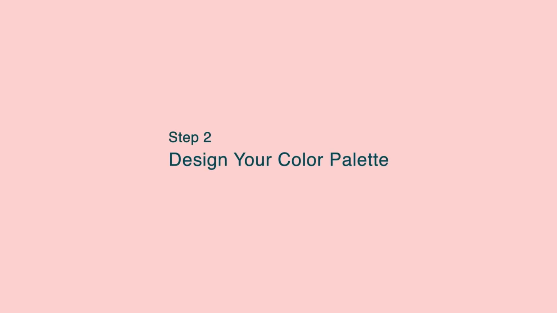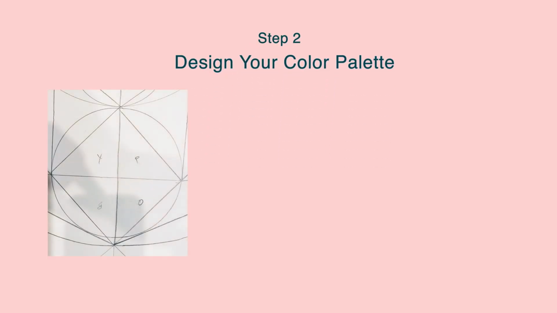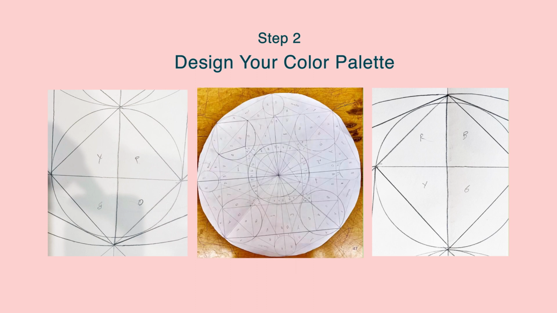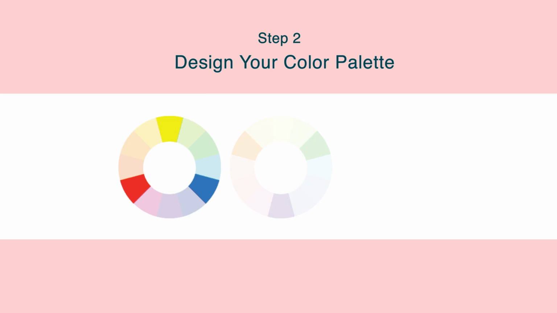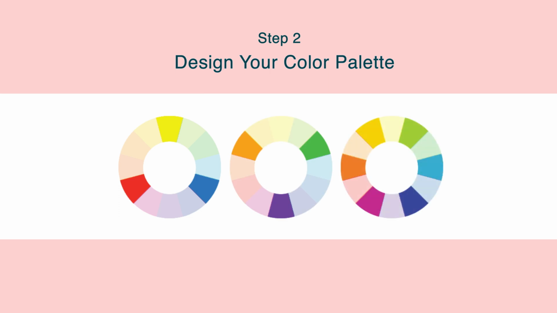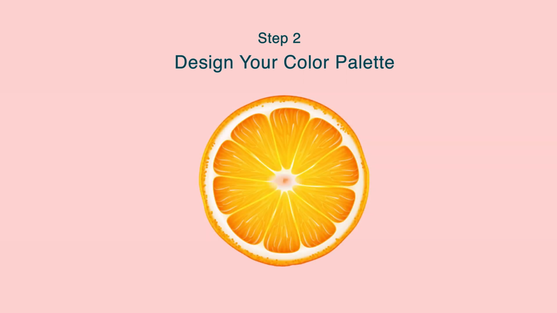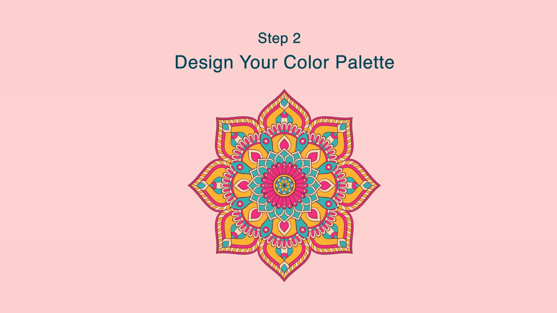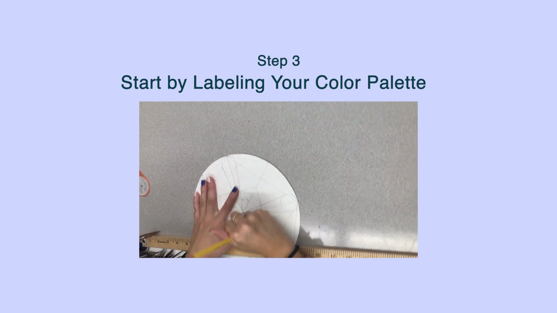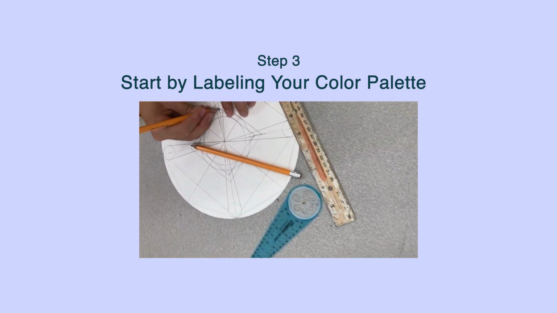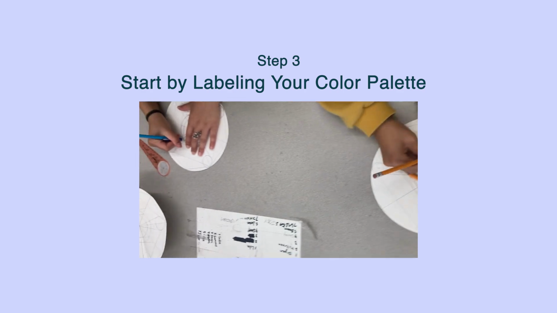Step 2, design your color palette. Label sections. Divide your mandala into sections based on complementary color combinations. Use primary, secondary, and tertiary colors. Plan your palette using these colors. Follow radial symmetry. Ensure your color scheme follows a symmetrical pattern from the center outwards. Step 3. Start by labeling your color palette. Erase labels before painting. Remove the labels after planning but before painting.